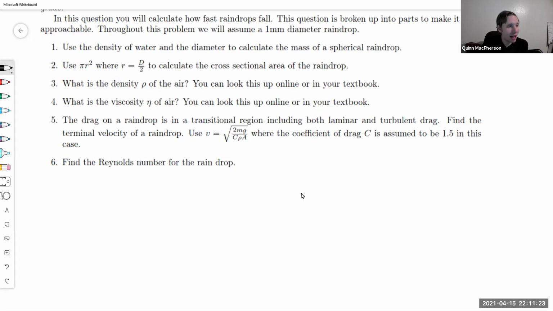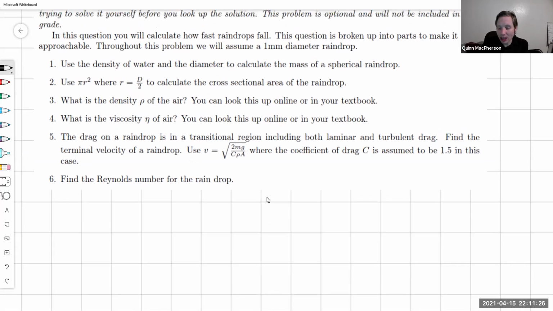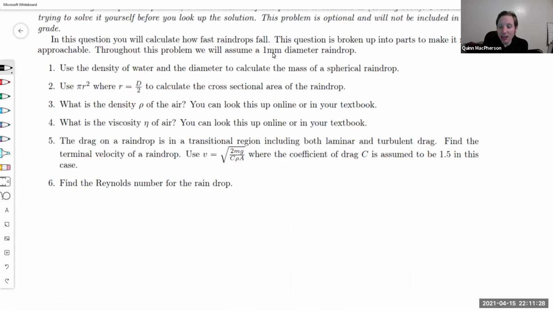In particular, we're going to look at the speed of a 1 millimeter diameter raindrop. That's a pretty common diameter for a raindrop. However, there's a distribution of sizes of raindrops. So there are bigger raindrops and smaller raindrops, and they will have correspondingly different speeds. But we're looking at a typical 1 millimeter raindrop.